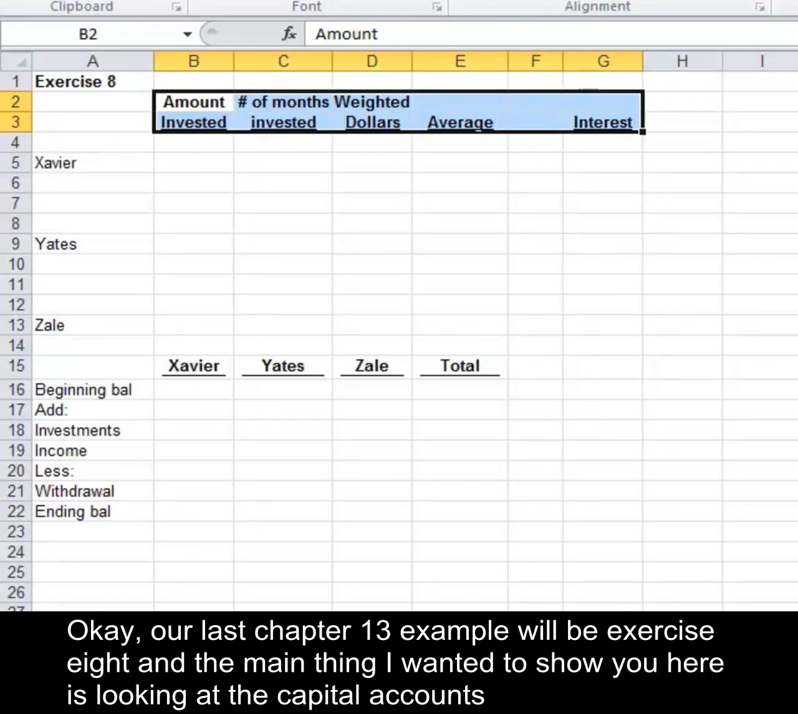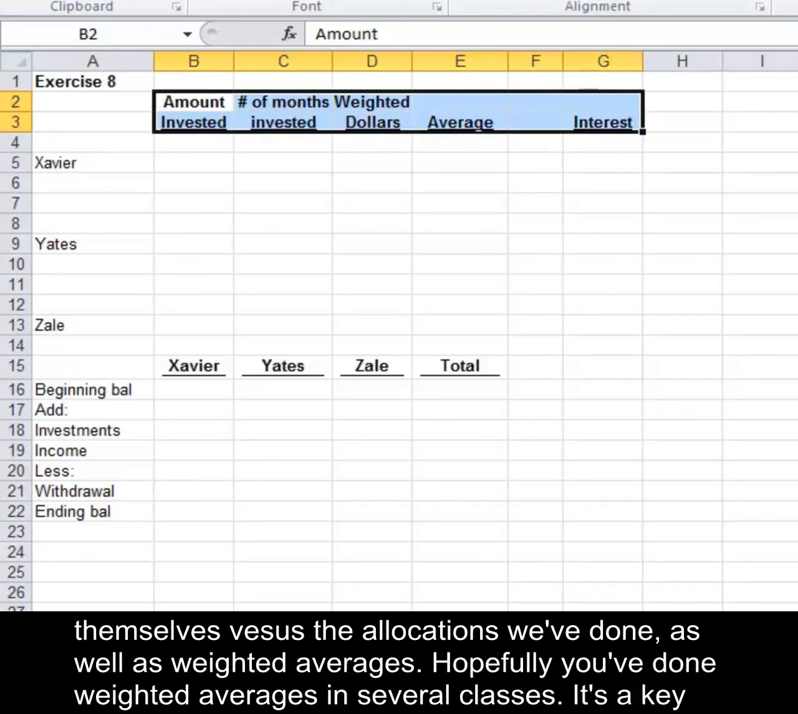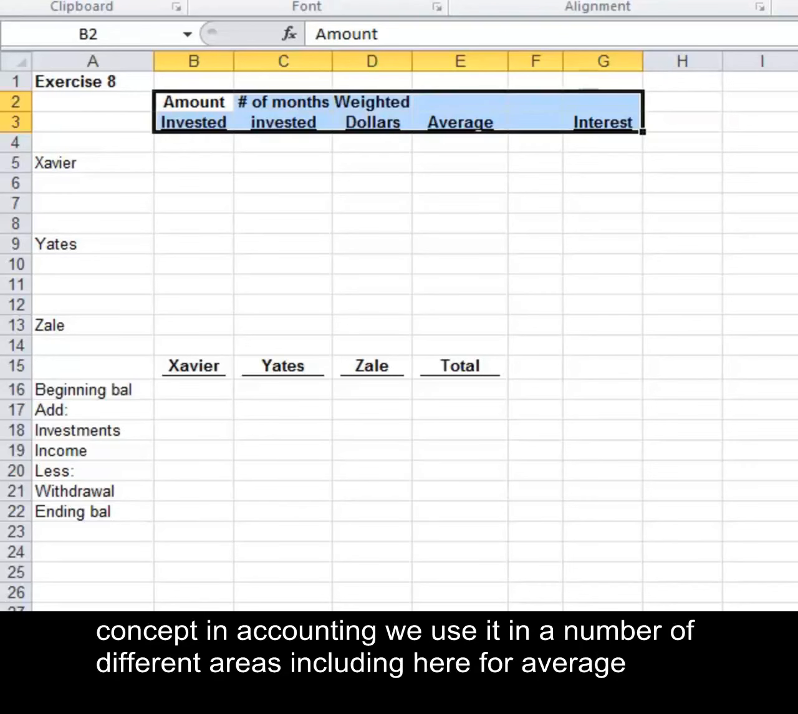Okay, our last chapter 13 example will be exercise 8, and the main thing I want to show you here is looking at the capital accounts themselves versus the allocations we've done, as well as weighted averages. Hopefully you've done weighted averages in several classes. It's a key concept in accounting.